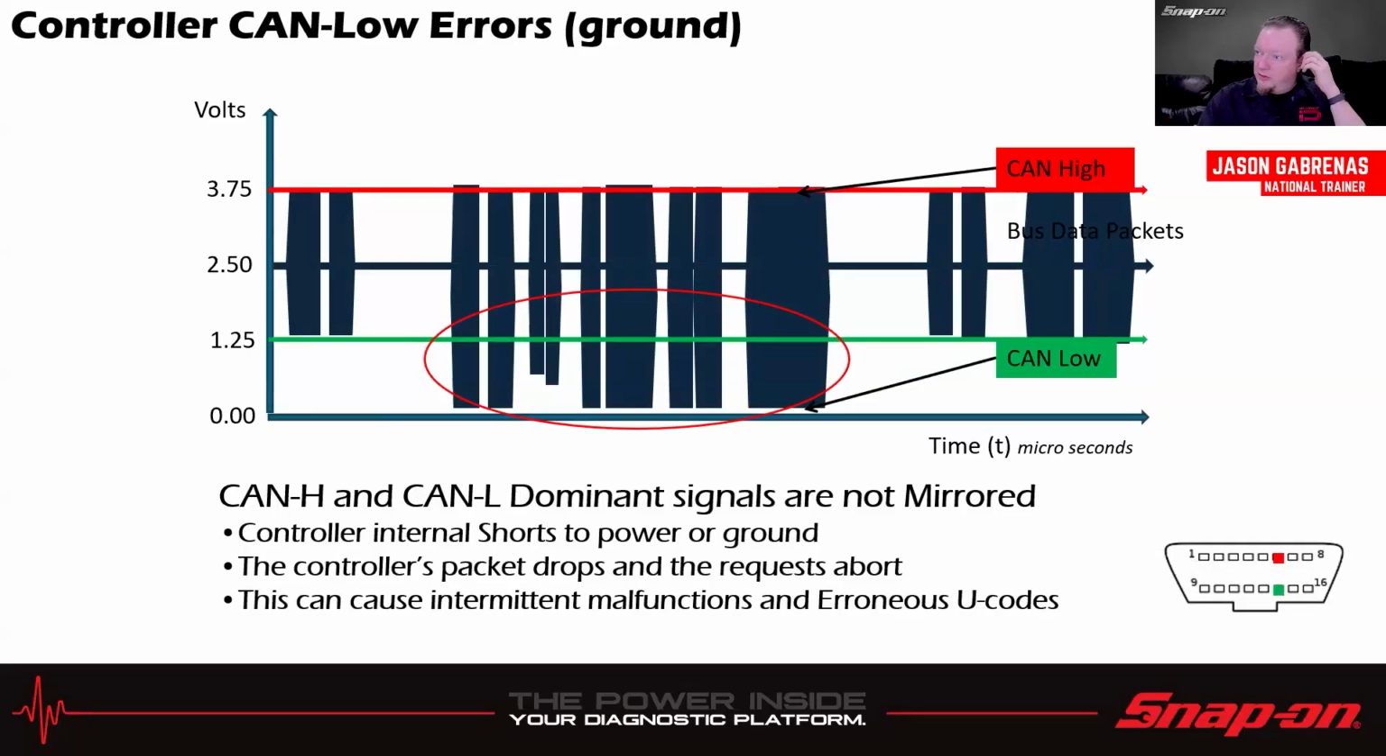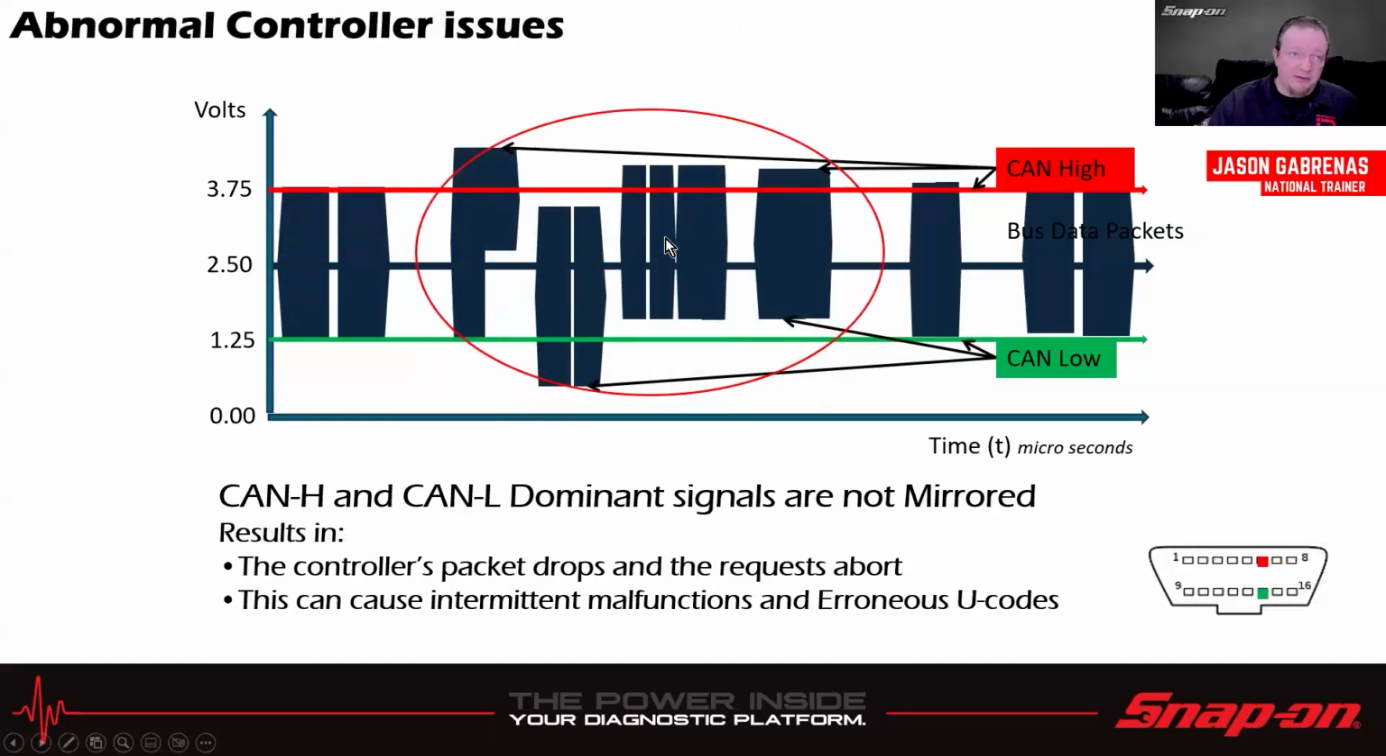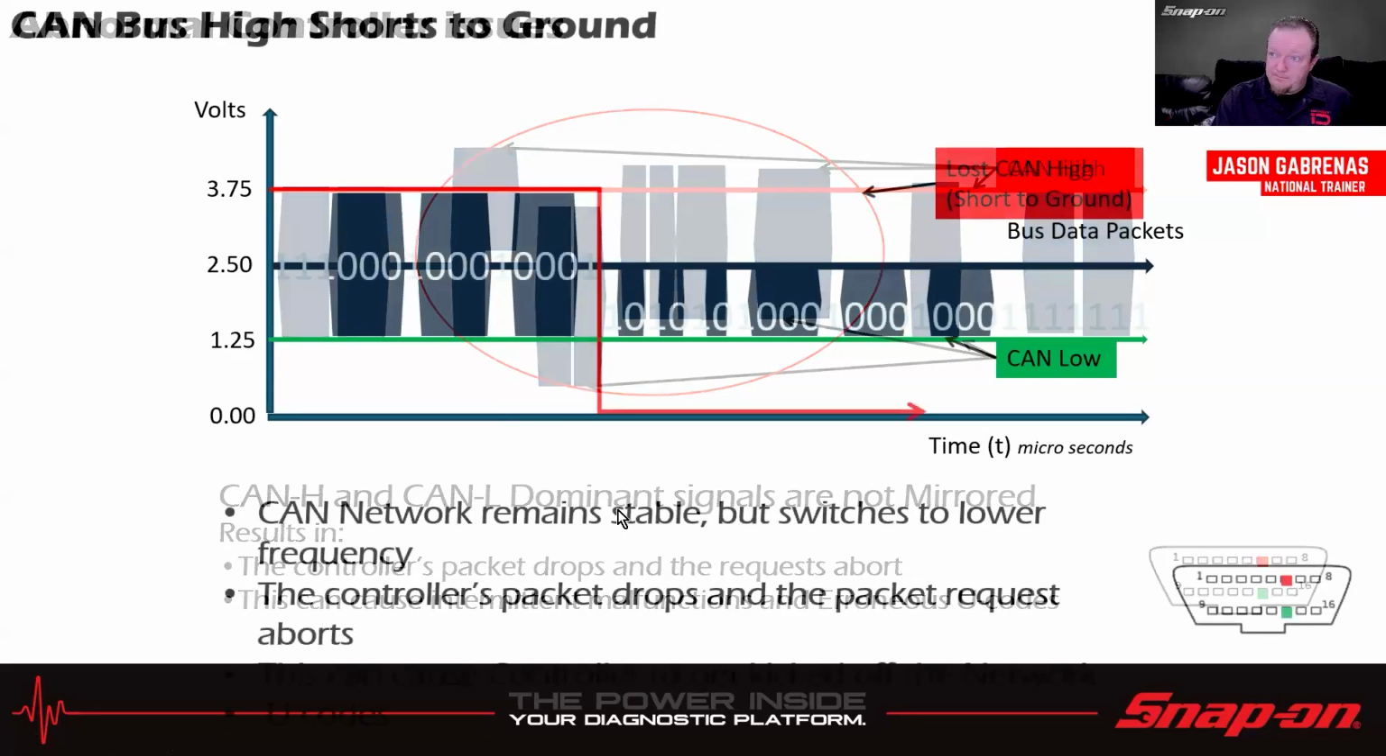And then in this case, this is showing it not mirrored. So we've got some bouncing down to ground right here. So that's internal shorts to power or ground. Internal shorts to ground would be down here, and internal shorts to power would show up there. And then this one's all sorts of messed up. Up, down, and all around. Not mirrored at all, once again. So that one's pretty messed up.